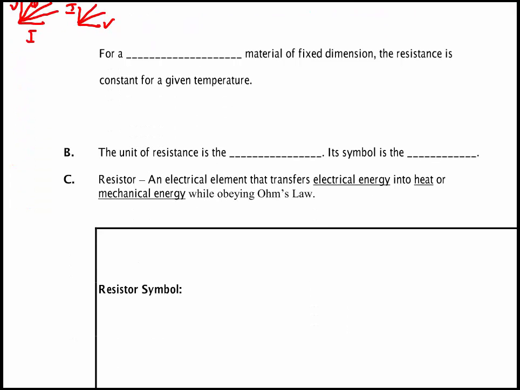However, for an ohmic material of fixed dimensions, so if you didn't change the size of the object, the resistance is constant for a given temperature. So there's really two things that can affect that slope. One is the size of the material, and the other one is the temperature. And we'll come back and talk a little bit more about that in a minute. The unit of resistance is called the ohm, again because of George Simon, and it's given the symbol of a capital omega.